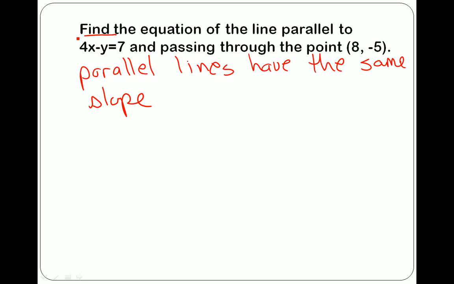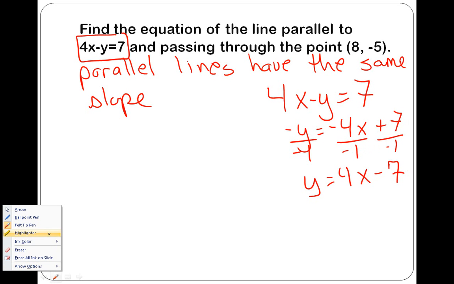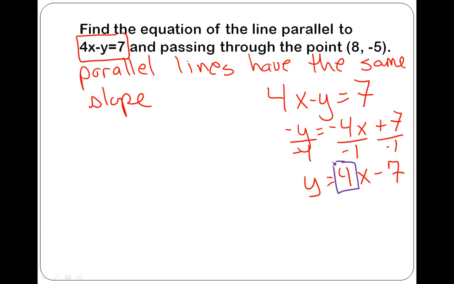Okay, so now I'm going to take that line and I need to find the slope of that line, because if parallel lines have the same slope, then I need to know what it is. So moving the 4x over to the other side, it's going to become negative. And then dividing everything through by a negative 1 gives me y equals 4x minus 7. Well, in this particular case, I don't really care about the y-intercept. I care much more about the slope because I'm looking for what's parallel. So that means that the slope I want is 4.